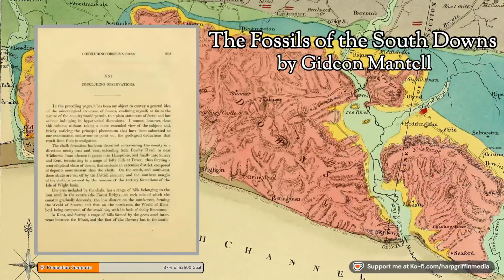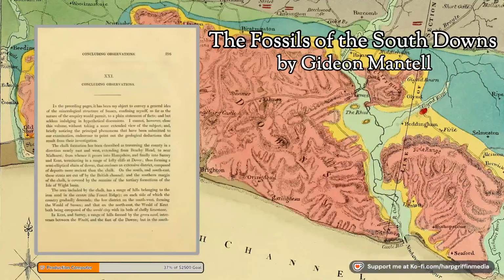Chapter 21. Concluding Observations. In the preceding pages, it has been my object to convey a general idea of the mineralogical structure of Sussex, confining myself, so far as the nature of the inquiry would permit, to a plain statement of facts, and but seldom indulging in hypothetical discussions. I cannot, however, close this volume without taking a more extended view of the subject, and briefly noticing the principal phenomena that have been submitted to our examination, endeavor to point out the geological deductions that result from their investigation.